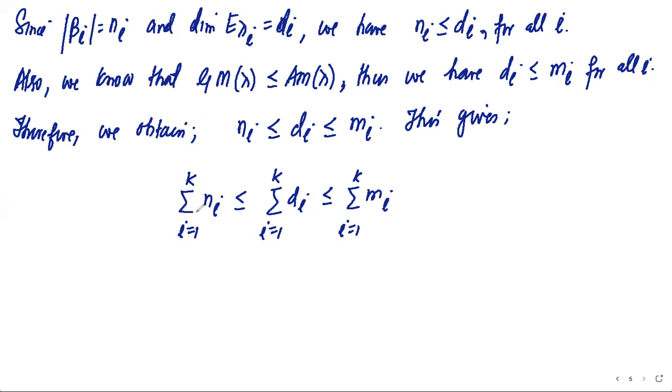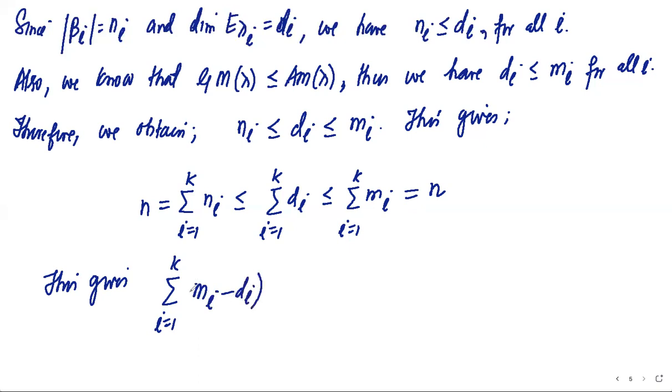Now we have already seen that the sum of ni's is equal to n, and the sum of mi's is also equal to n. So all of these inequalities are actually equalities. So this gives the summation i from 1 to k of mi minus di is equal to 0. But we have mi is greater or equal to di, so mi minus di is greater or equal to 0, and it is from this equation.